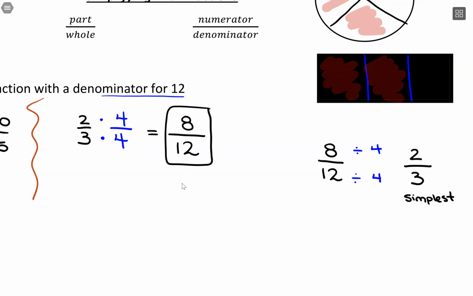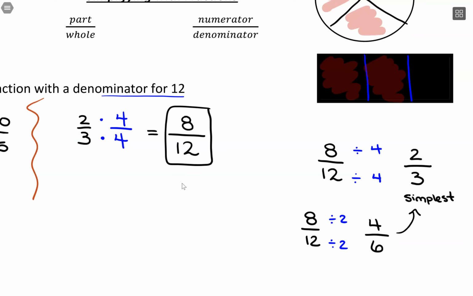Now, if I had only done division by 2, notice that if I go divided by 2, that would give us 8 divided by 2 is 4, over 12 divided by 2, which is 6. This is not a simplified form because there's still more that we could do. We could divide by 2 again, and then that would get us to 2/3.